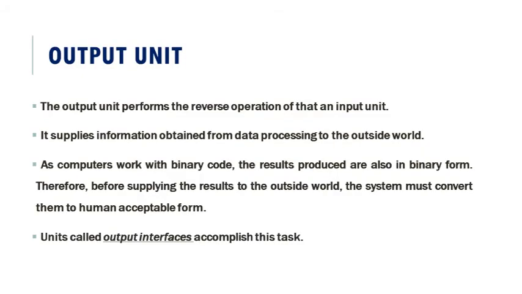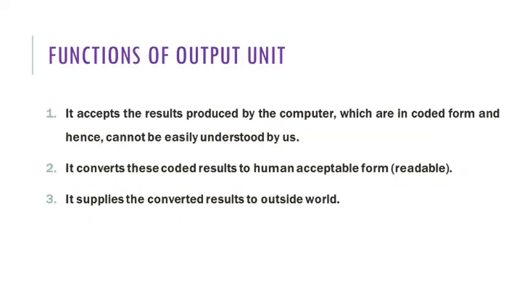And now we have the output unit. Regarding the output unit, we have three major functions. The first one is that it accepts the results produced by the computer, which are in coded form and hence cannot be easily understood by us. The second one is that it converts these coded results to human acceptable, which means readable, form. Finally, it supplies the converted results to the outside world.